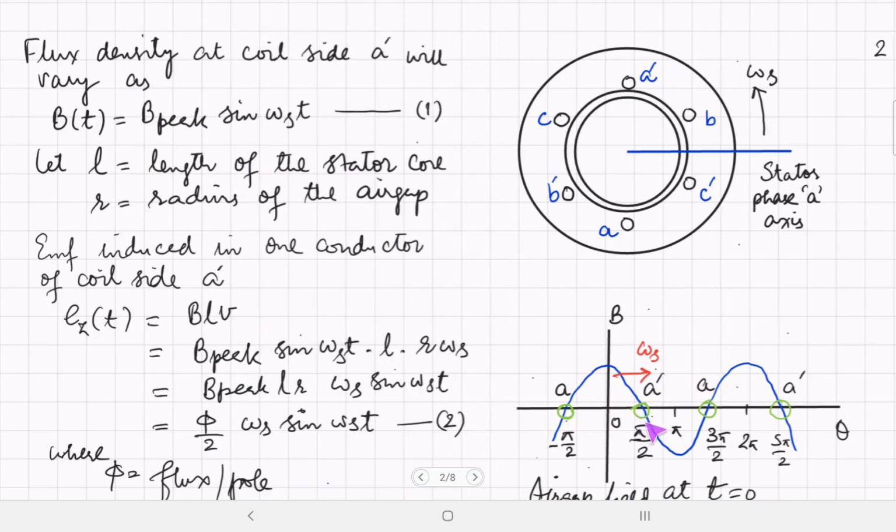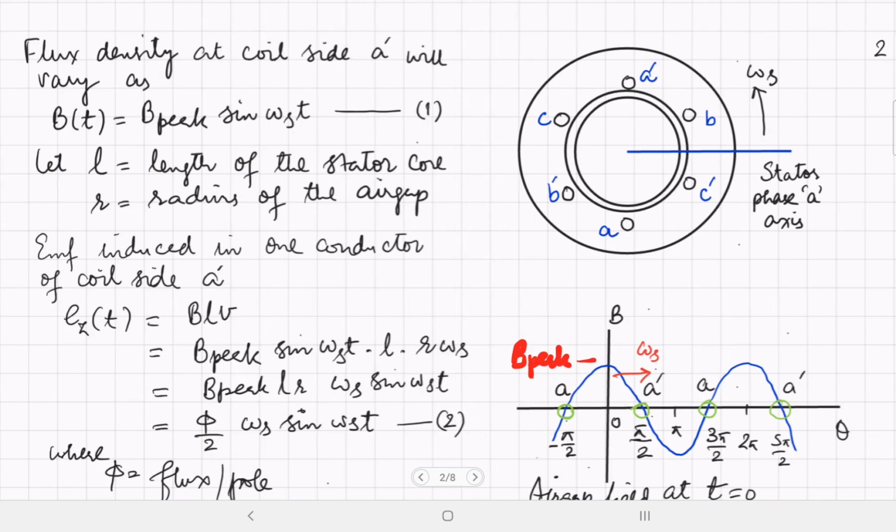The flux density initially at the location of coil side A prime will be 0, and then as the wave starts moving towards right, the magnetic flux density will gradually start increasing as a sine function, and therefore the magnetic flux density at A prime location will be given by B(t) equal to B peak sine omega s t, where B peak is the maximum value of the flux density wave, which corresponds to this point B peak.